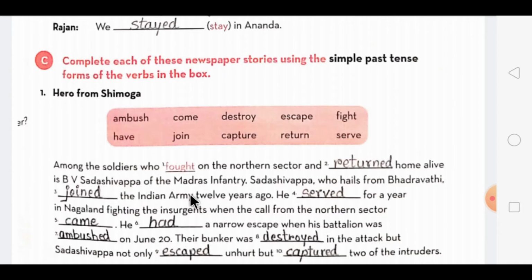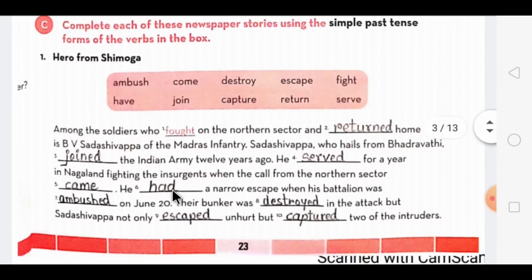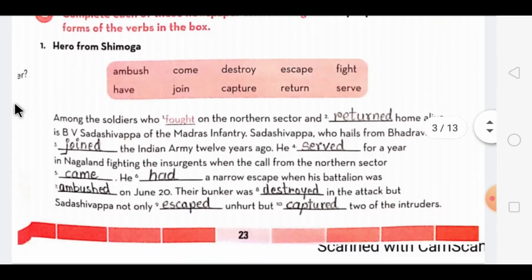Then, dear students, the next exercise is this one. A paragraph is given over here. According to that, you have to use the simple past tense. A newspaper story is being given over here. From the help box, you have to use the words in the appropriate places in their V2 forms. So let's begin with the paragraph.